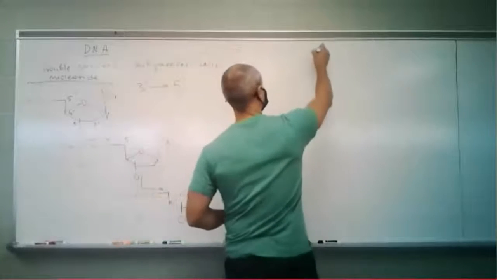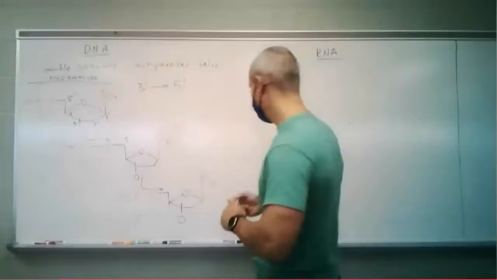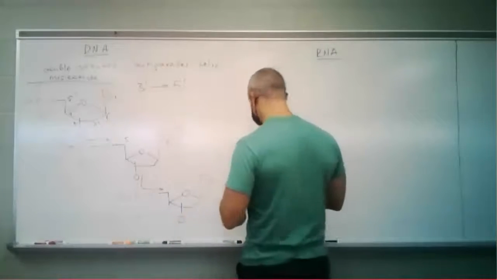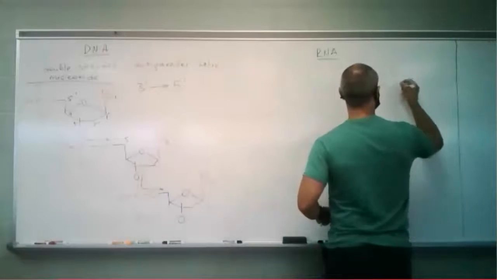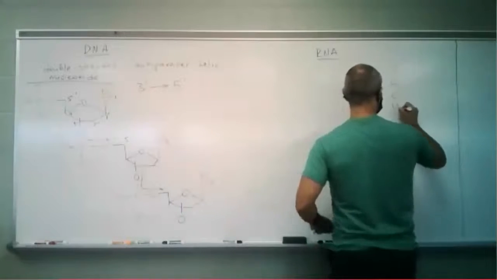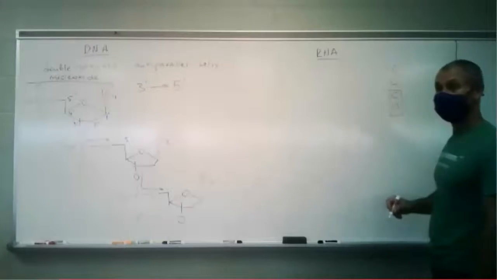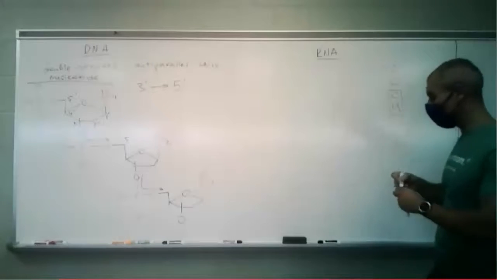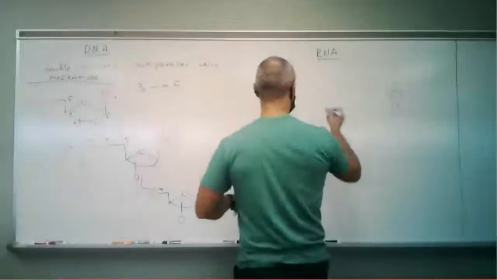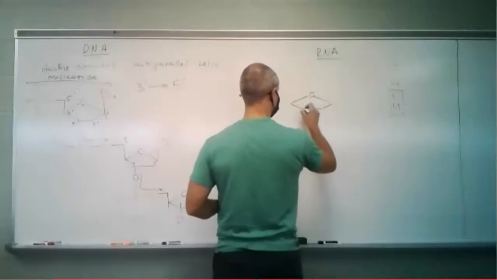RNA. Now, what is the difference? First of all, the set of nucleotides: A, G, C, and U. So in the pyrimidine realm, instead of T, you have U. Second, the structure of the nucleotide is slightly different.